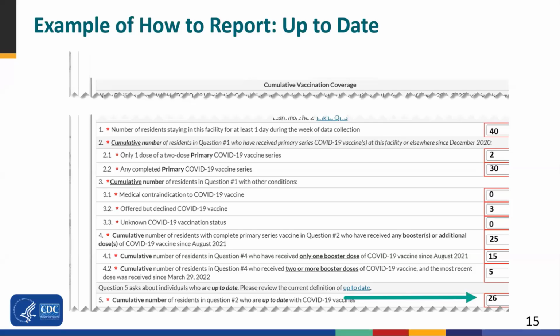In this example, there are 40 residents in the facility, and 30 of these residents have completed their primary vaccination series. Among these 30 residents with completed primary series, 26 are reported to be up to date with COVID-19 vaccines. The 26 are reported for question number 5. As a reminder, please refer to the table on the previous slide for the appropriate timeframes.